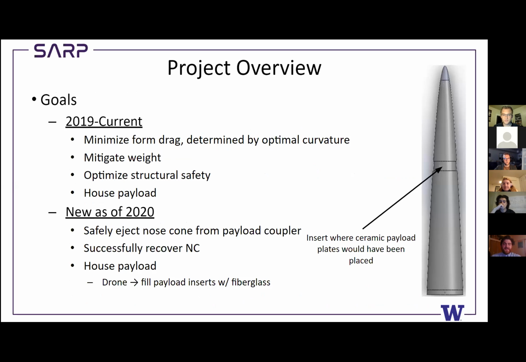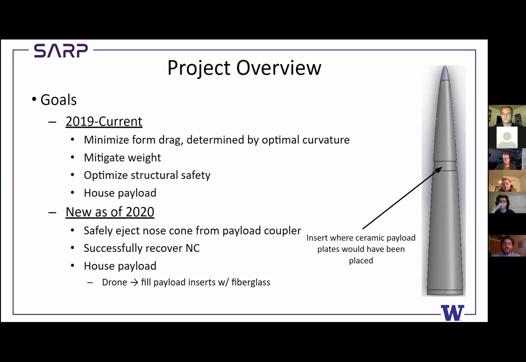Next slide, please. So our current goals, we'll start with the goals as of last year, which remain current. We want to minimize form drag, and we've done this by optimizing our geometry in OpenRocket. We also want to mitigate the weight. So instead of building the Nosecone out of aluminum, we chose composites. In our case, we chose fiberglass.